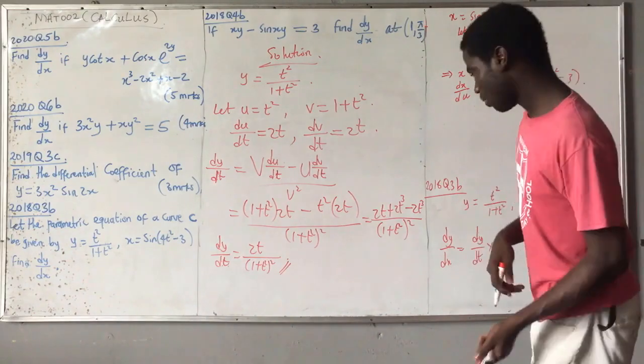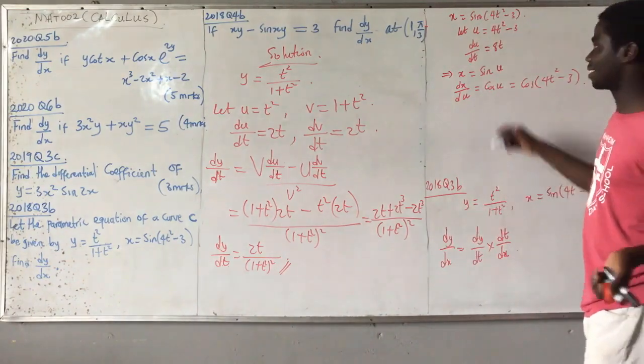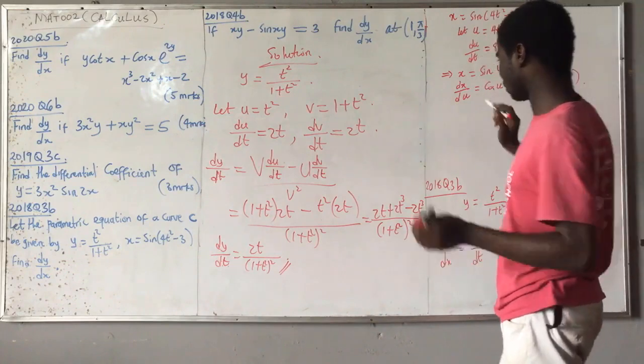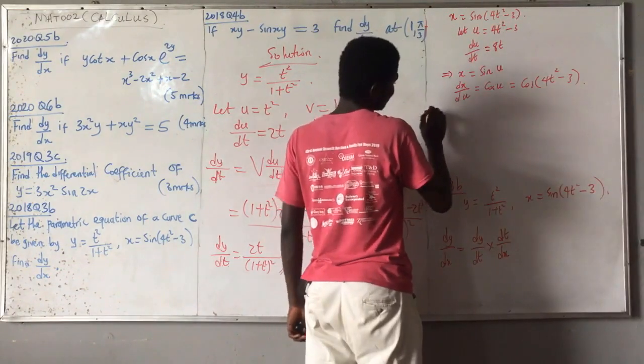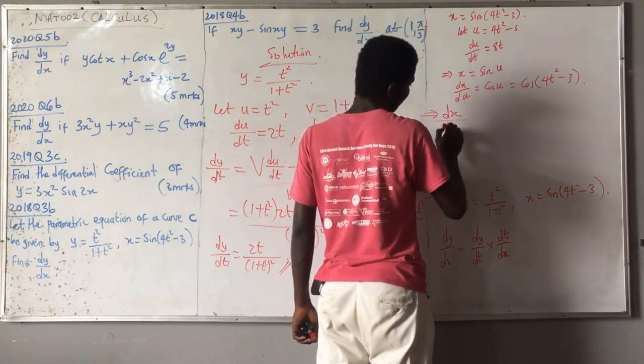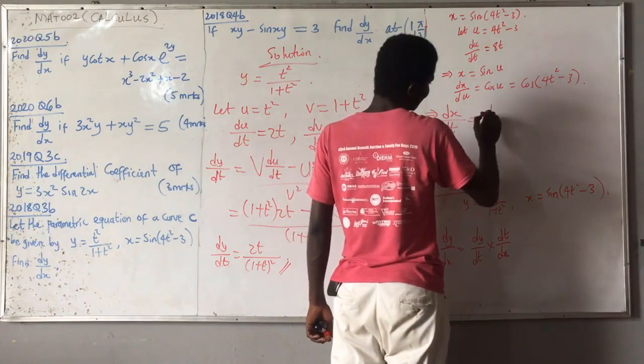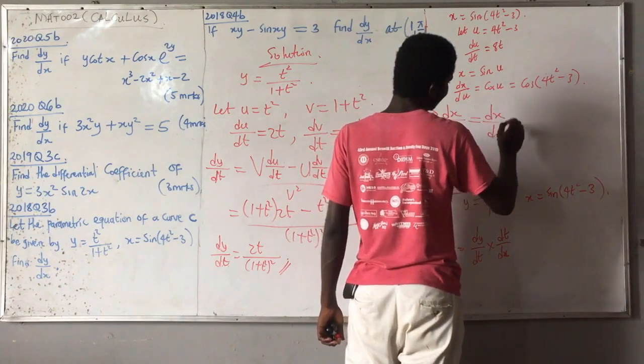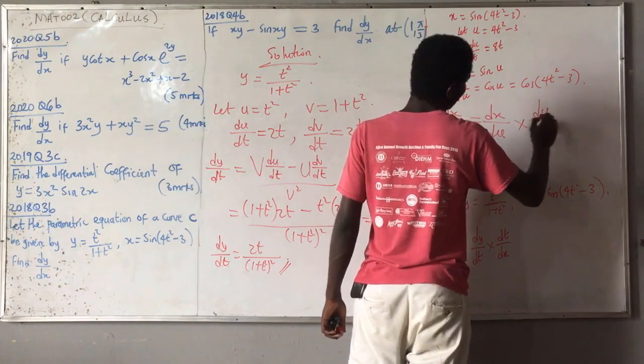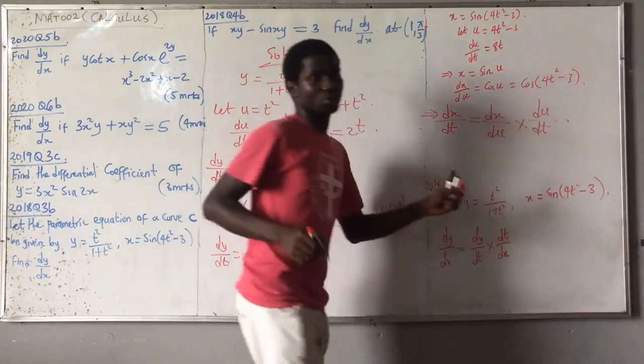So what are we looking for? ds/dt. ds/dt is what we are looking for. So ds/dt will be equal to what? ds/du times du/dt, that is the chain rule. That's what we call the chain rule.